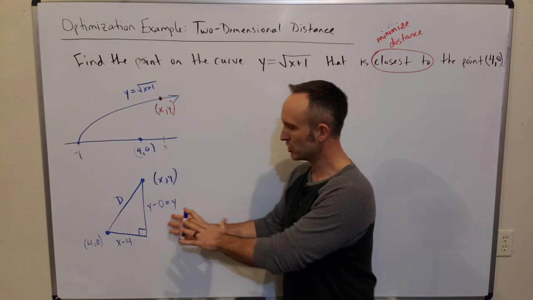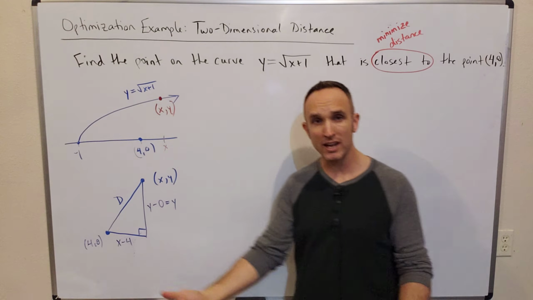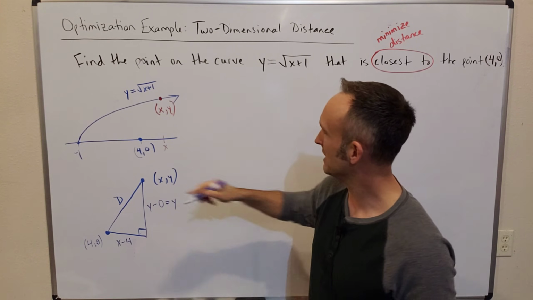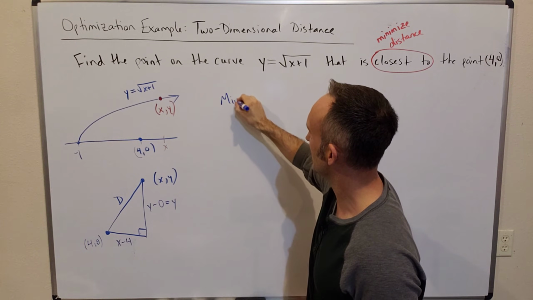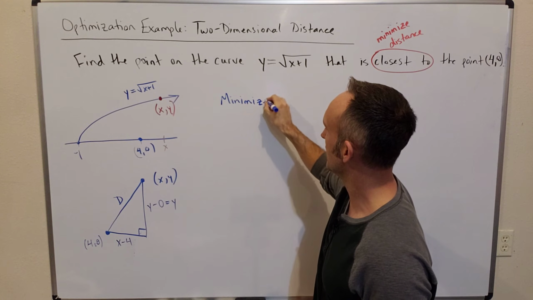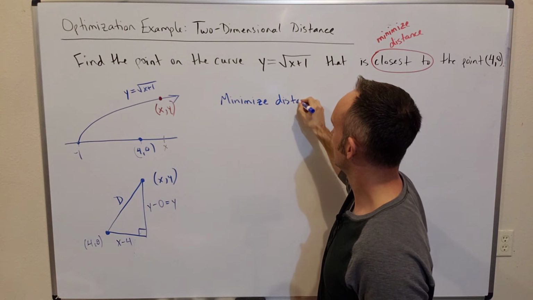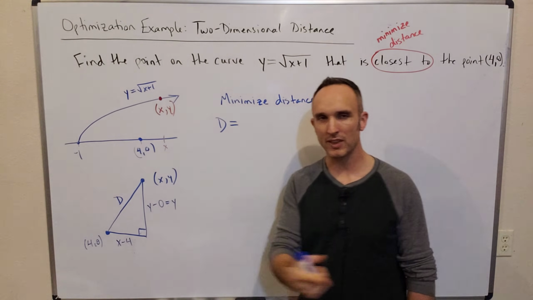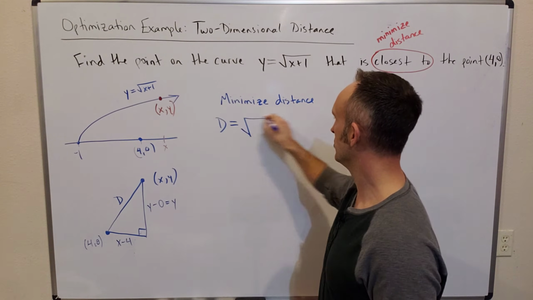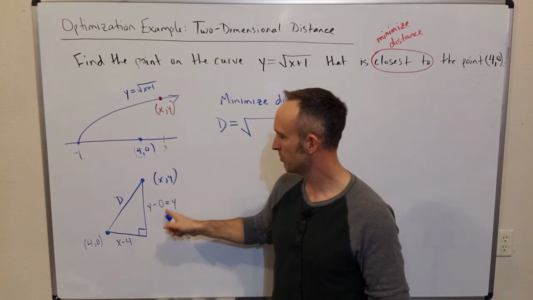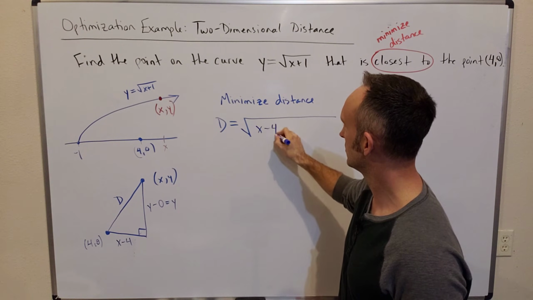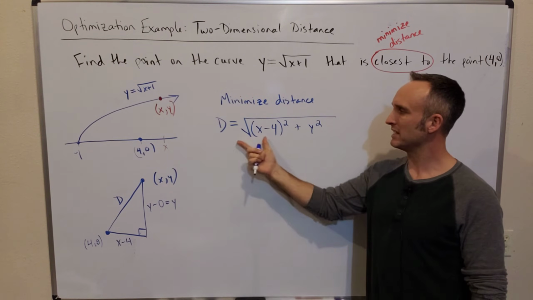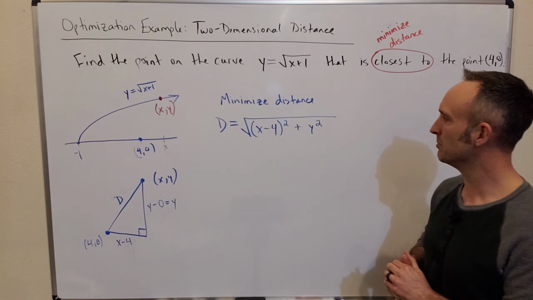And now from this picture, because I have 3 sides of a right triangle, I can come up with my function, my distance function, which we're trying to minimize. We're trying to minimize distance. So I need a distance function, which is d equals, and by the Pythagorean theorem, it's going to be the square root of this leg squared plus that leg squared. Okay, so that's my distance function, and I want to minimize it.